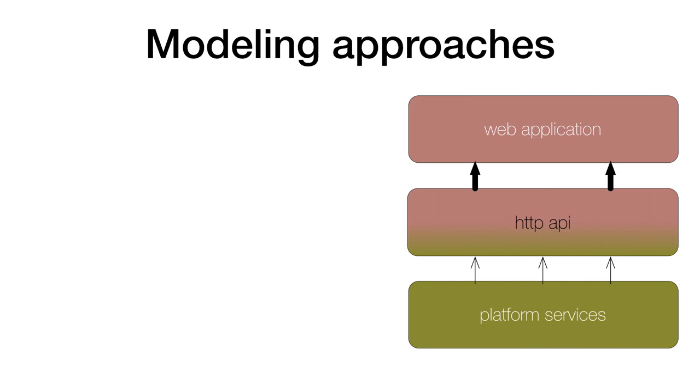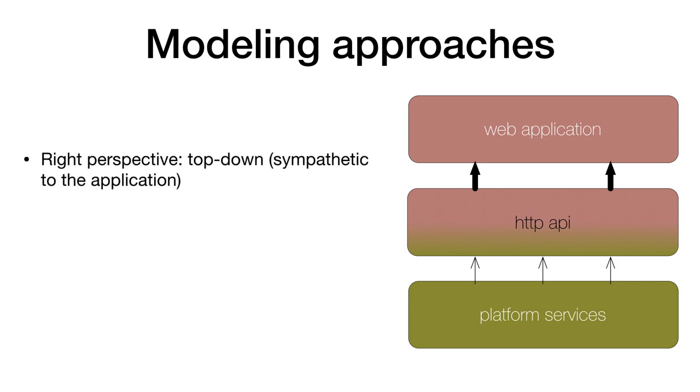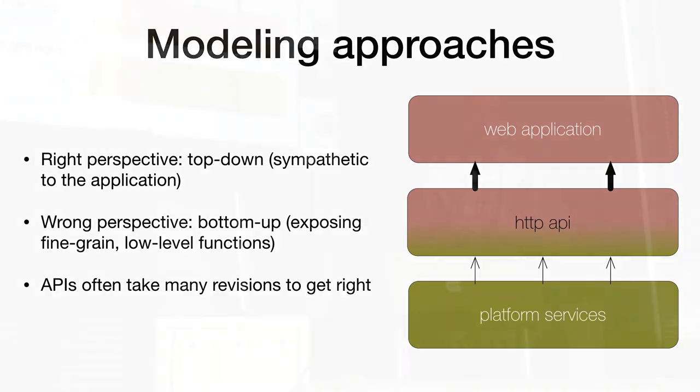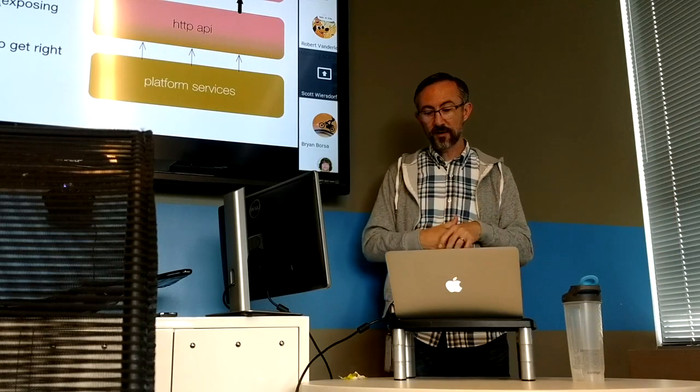Some approaches when you are modeling, what to think about in your head. Ask yourself what concept or entity or process are you trying to model from the perspective of the client. Exposing getters and setters or fine-grained resources leads to tightly coupled systems and distributed business logic. It's a mess. Prefer coarse-grained resources around business entities and processes. And like writing in your native language, APIs often take many revisions to get right. So avoid publishing your API as long as possible.